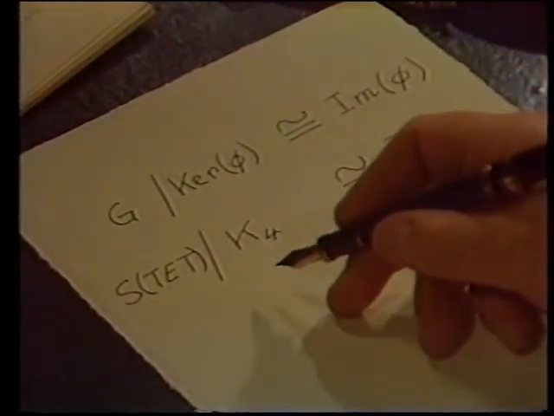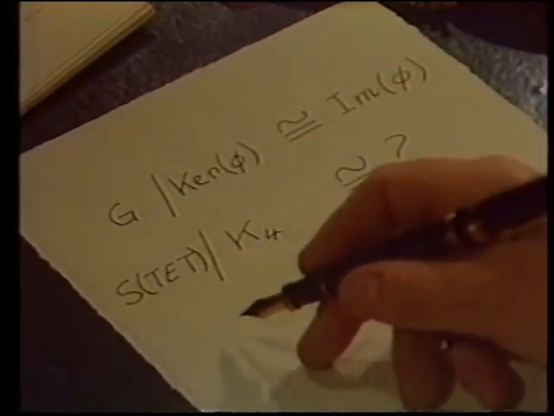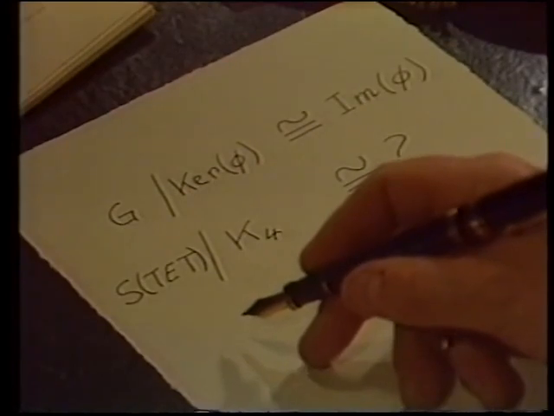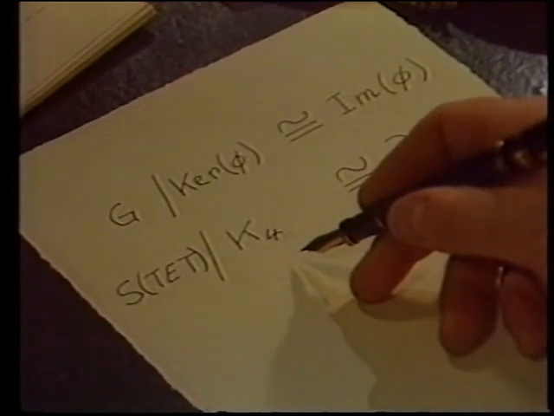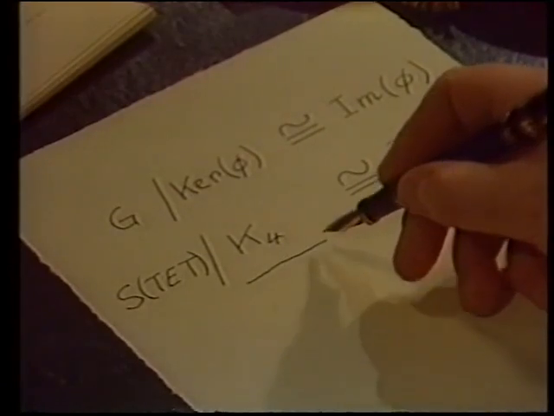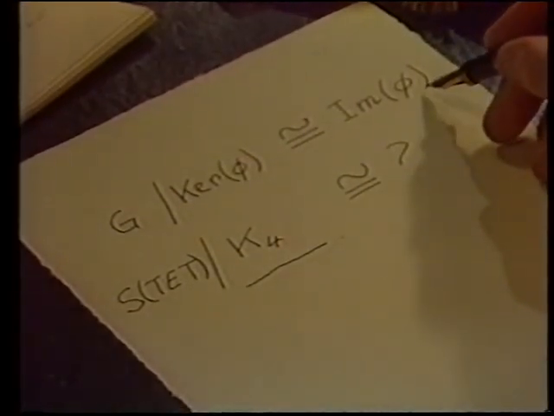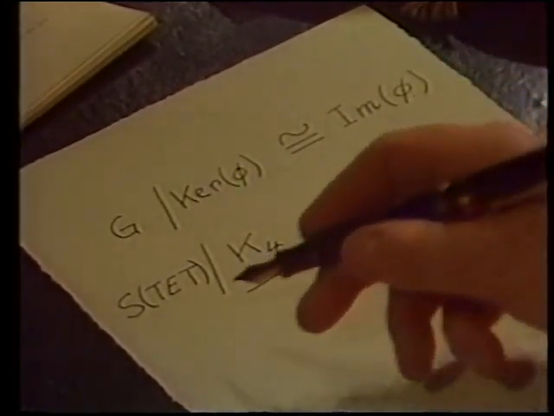Now, how do we apply the isomorphism theorem to the other question I asked at the start of the program? Which group is the quotient group S tet over K4 isomorphic to? Well, our group G is the group S tet of symmetries of a tetrahedron, and our kernel is the Klein group K4. We need to find a homomorphism with this as its kernel, and then find the image of that homomorphism. But first, what are the elements of this group S tet?